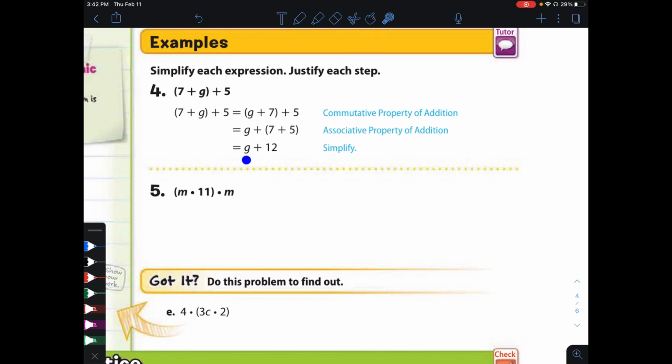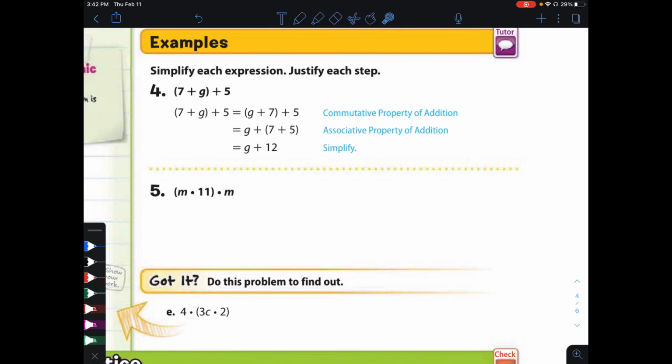Again, we cannot add g plus 12 simply because we don't know the value of g. That's a variable. Okay, it depends on what the value of g is for us to find the value of the entire expression. Since we don't know the value of g, we are left with this expression.